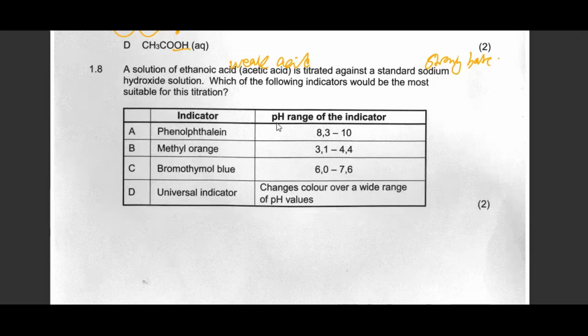So what does it mean? If it is a weak acid and a strong base, the resultant solution is going to be more basic than acidic. Therefore, they're asking which one of the following indicators would be the most suitable for this titration. Because it's going to be more basic than acidic, because of the strong base reacting with a weak acid, the indicator which is going to be better is phenolphthalein. So the answer is going to be A.